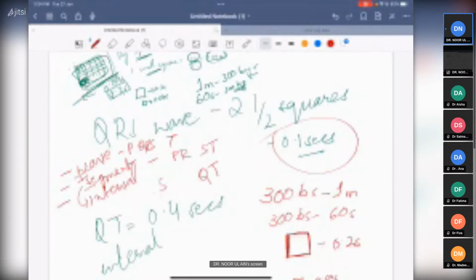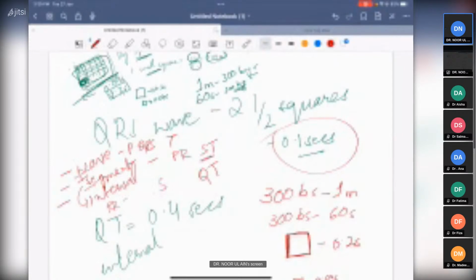Yes, RR interval, exactly. Dr. Fatma is right. RR interval hota hai, right? Guys, somebody please name the two intervals and somebody name the two segments for me. ST segment, right? Absolutely. And QT is what? QT is an interval, right? RR is an interval, very good. PR is a segment, right? So when you take a wave and a segment, you will get an interval.